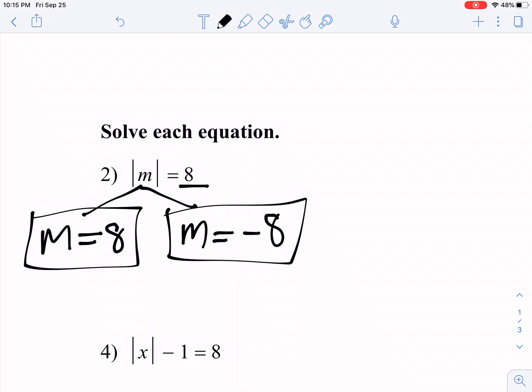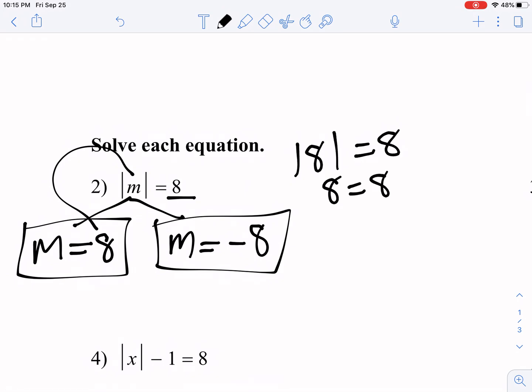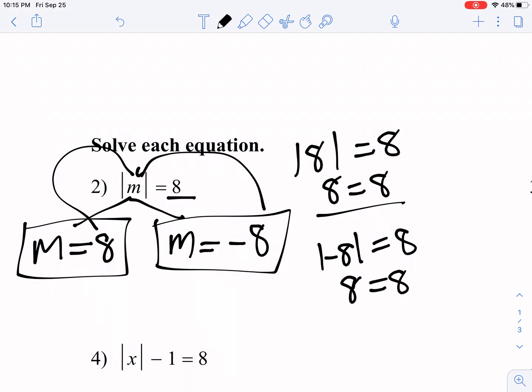Well, how do we know we're right? Well, if I plug these back in here, we should get 8. If I take the absolute value of 8, is that 8? Yeah, the absolute value of 8 is 8. So those sides match. What about the absolute value of a negative 8? If I plug in a negative 8 into here, is that going to give me 8? Yeah, the absolute value of a negative 8 is also 8. So 8 equals 8. So notice when I check my answers here, these both worked. They both give me a distance away from 0 of 8 units. Okay, so those would be my answers.